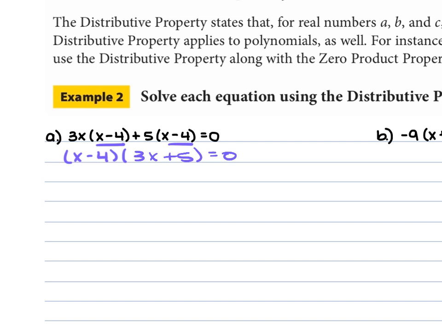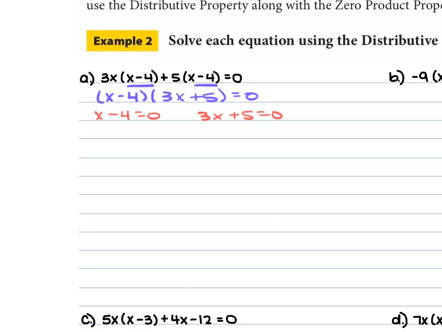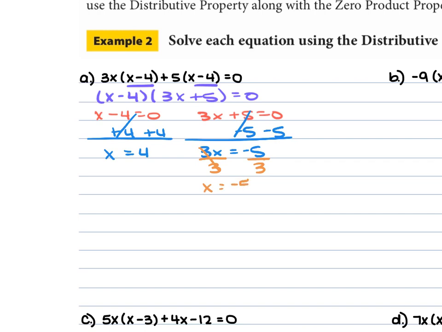We're going to set both parts equal to 0, so x minus 4 is equal to 0, and 3x plus 5 is equal to 0. And we'll just solve for both of these. With the x minus 4, we're going to add the 4 to both sides. We get x is equal to 4. With the 3x plus 5 is equal to 0, we're going to subtract 5 from each side. We get 3x is equal to negative 5. Then we divide each side by 3 to get that x is equal to negative 5 over 3.